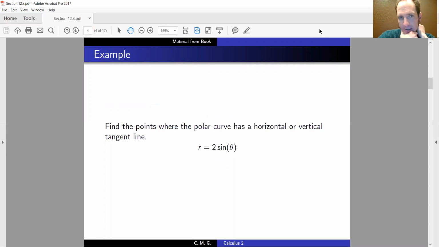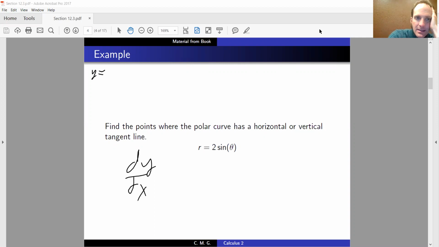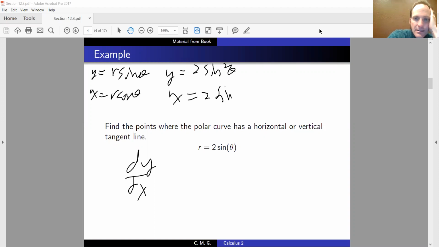Okay, so now we want to find the points where the polar curve has horizontal or vertical tangent lines. So what I'm looking for here is where the derivative is equal to 0, or where the derivative is undefined, meaning the denominator is equal to 0 but the numerator is not. So I need dy dx. Again, y is r sine theta, and x is r cosine theta. And r is 2 sine theta, so I end up with y is 2 sine squared theta, and x is 2 sine theta cosine theta.